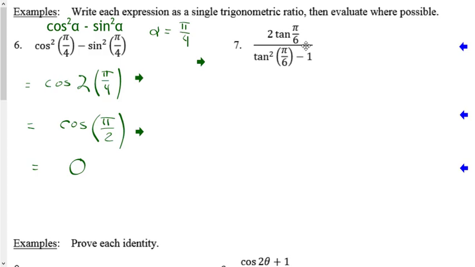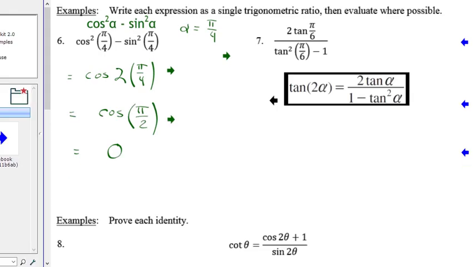Now as I look at this identity, it looks close, but a little bit different. Here's the double angle identity for tangent, and it's close. In my numerator, I have 2 tangent of an angle, but in the denominator here I have the tangent squared of the angle minus 1, whereas here I have 1 minus the tangent squared. So I'm going to have to do a little bit of manipulating in order to get it into the form that I want it to have.